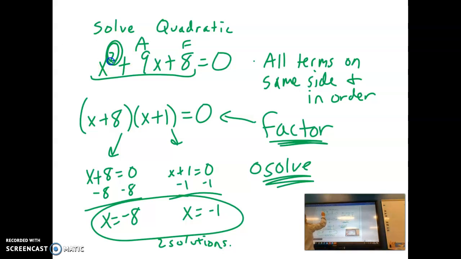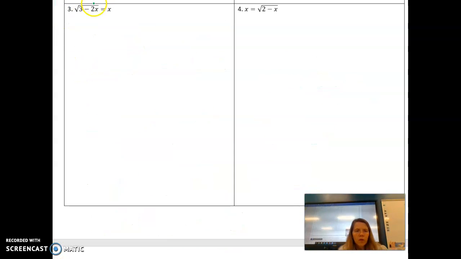Is because my exponent usually tells me how many solutions I could potentially get. All right, so let's go ahead and go into more challenging problems. So let's take a look at number 3. I will rewrite number 3 here so we can see it better. So how do we solve something like number 3?